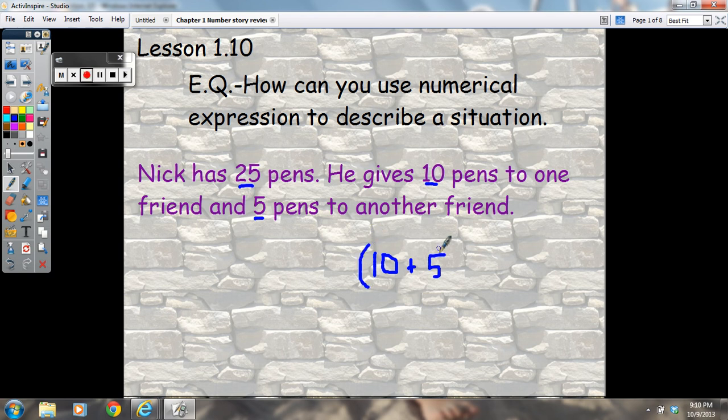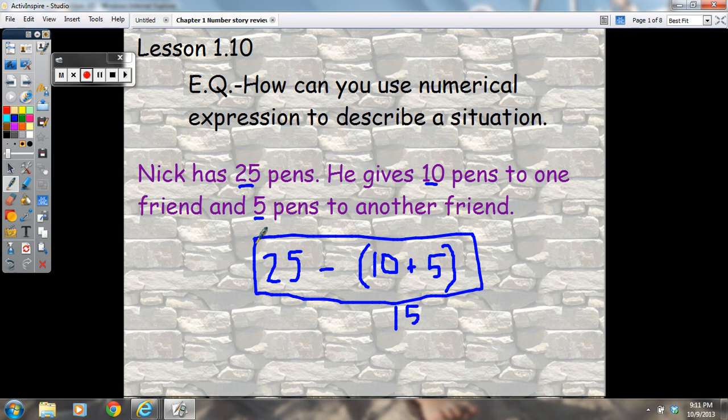So I'm going to go ahead and group this 10 plus the 5, because before I solve the other part of this problem, I want to know how many he actually gave away. Now, if he wound up giving away the 10 plus the 5, which we know is 15, we want to know how many pens he's left with. So if he gave away 15 pens, he started with that 25. In order to figure out how many pens he has at this point, after he gave the 15 away, I would have to find the difference between the 25 and the 15 pens that he gave away. So the numerical expression that would match this situation would be 25 minus, and then 10 plus 5, which would be grouped together in parentheses. And that's how I would solve that.